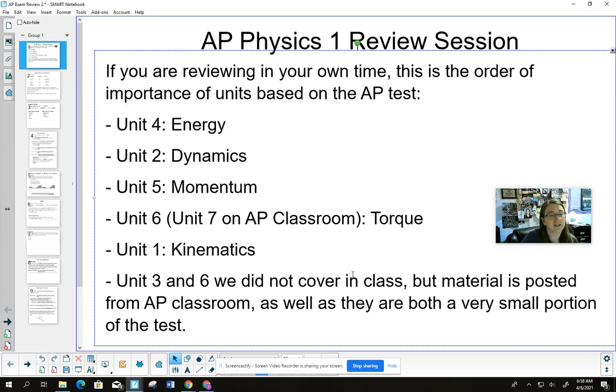Now, Unit 3 and Unit 6 we did not cover in class, but I did post material from AP Classroom, and again, those 2 are a very small portion of the test. If you didn't remember this, I told you guys at the beginning of the semester that they changed the AP Physics test moving forward from here, that this is it. Everything I have listed here, including Unit 3 and 6, that's the test.